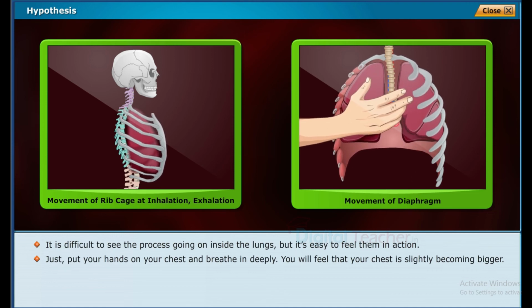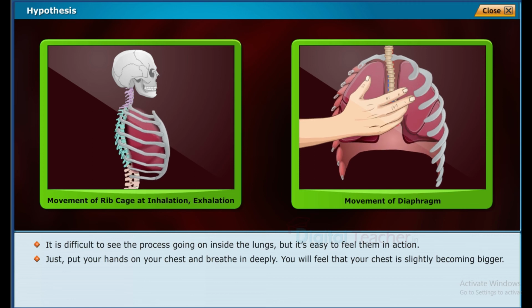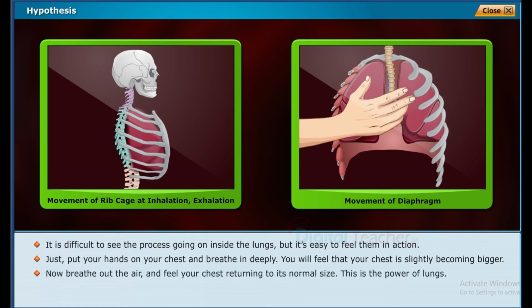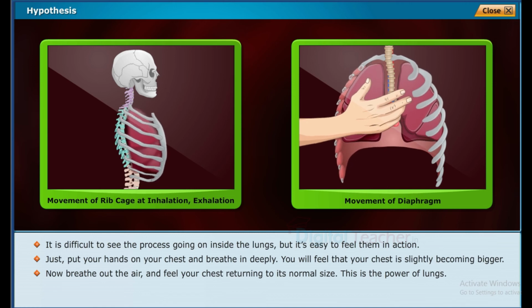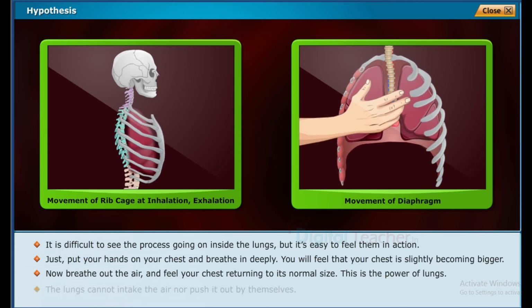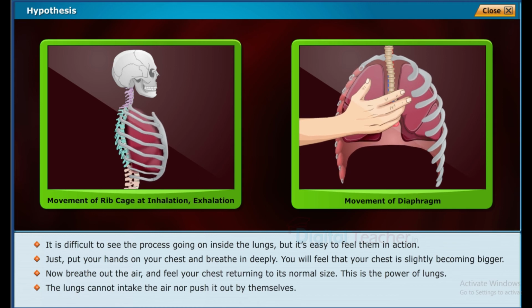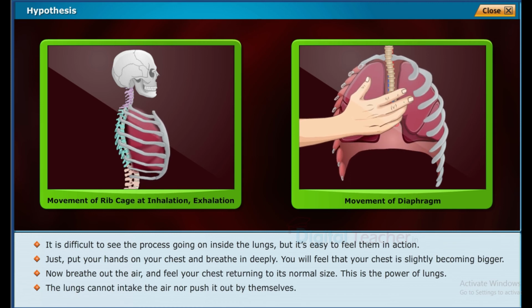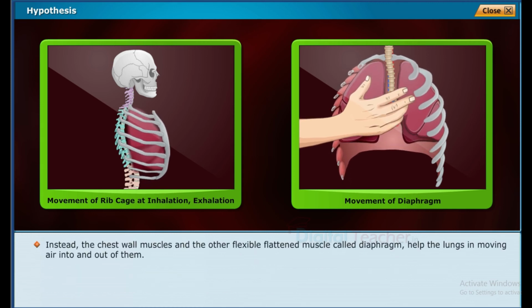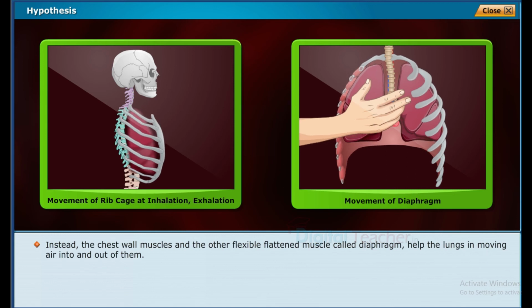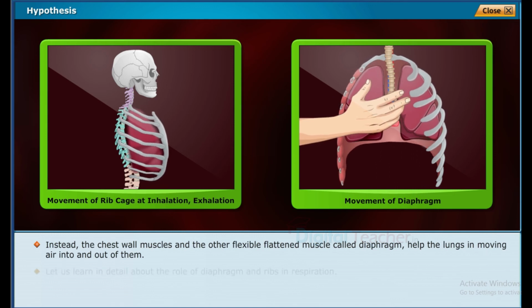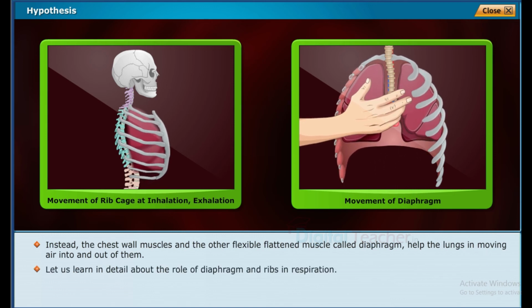You will feel that your chest is slightly becoming bigger. Now, breathe out the air and feel your chest returning to its normal size. This is the power of lungs. The lungs cannot take in the air nor push it out by themselves. Instead, the chest wall muscles and the other flexible flattened muscle called the diaphragm help the lungs in moving air into and out of them. Let us learn in detail about the role of the diaphragm and ribs in respiration.